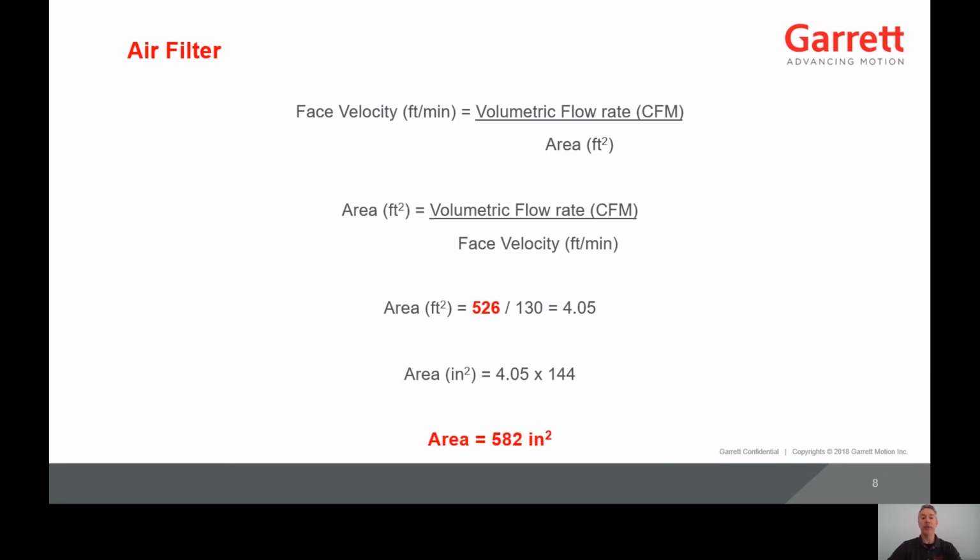Now we need to solve for the area. Using the formula face velocity equals volumetric flow rate divided by area, we solve for area, which equals volumetric flow rate divided by face velocity. Using our 526 cubic feet per minute volumetric flow rate divided by our face velocity target of 130 feet per minute, this equals an area of 4.1 feet squared. To convert this into inches squared, multiply by 144, that equals an area of 582 square inches.